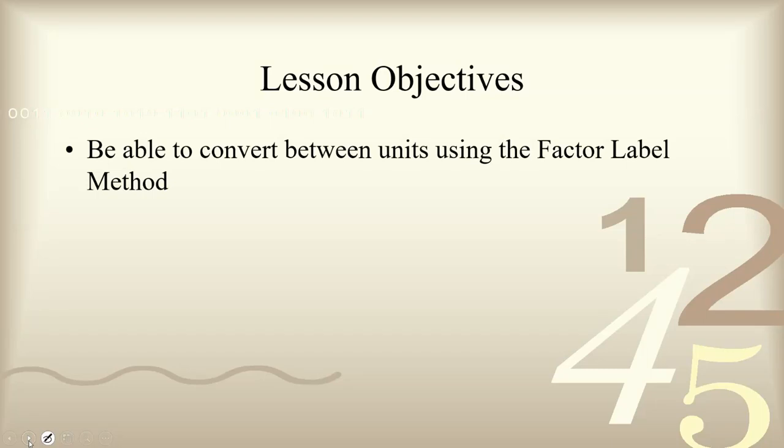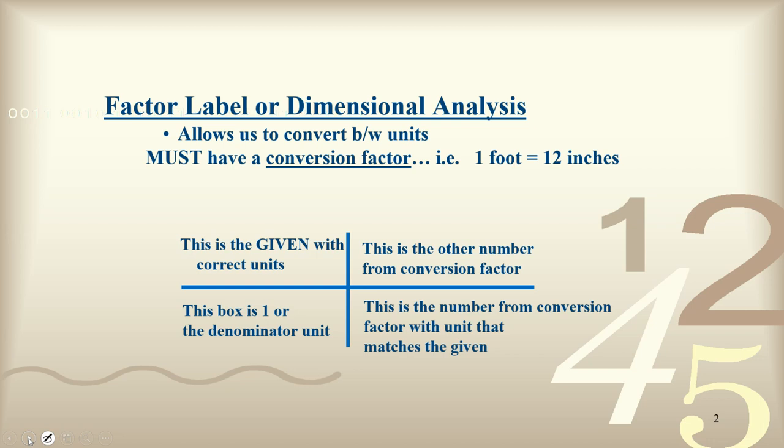Our objectives for today's lesson are to be able to convert between units using the factor label method. The factor label method, or what's sometimes called dimensional analysis, is a process that we use to convert between units. In order for this process to work, we must have what are called conversion factors. And a conversion factor is just something equals something else.